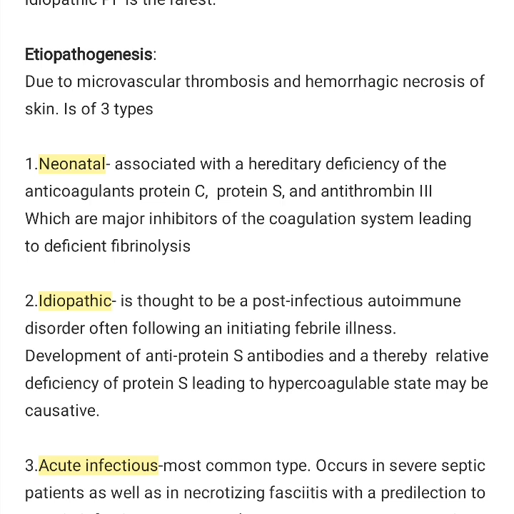Next is the idiopathic purpura fulminans. It is thought to be a post-infectious autoimmune disorder that follows an infection. Autoimmune antibodies are formed which initiate a febrile illness. These autoantibodies are going to be against protein S, so anti-protein S antibodies, and this protein S is also required for the functioning of protein C. So there is going to be a relative deficiency of protein S and deficiency of fibrinolysis, leading to a hypercoagulable state and thereby formation of thrombi.